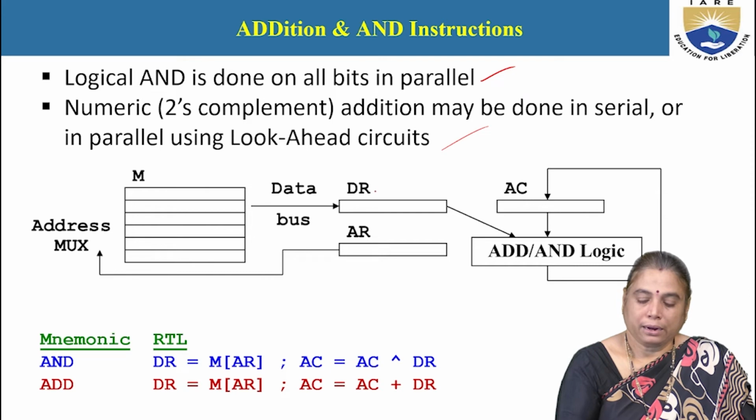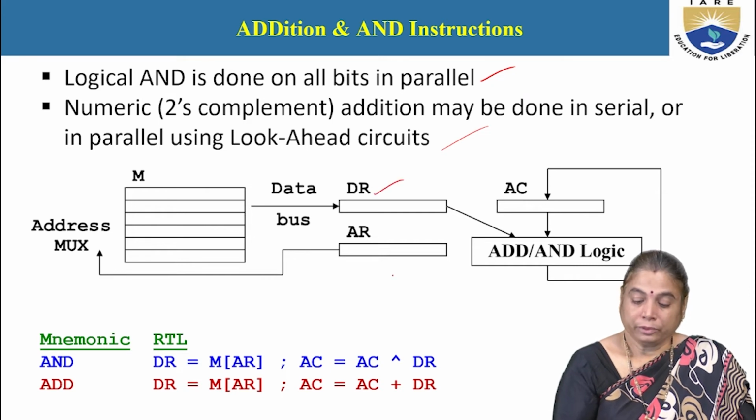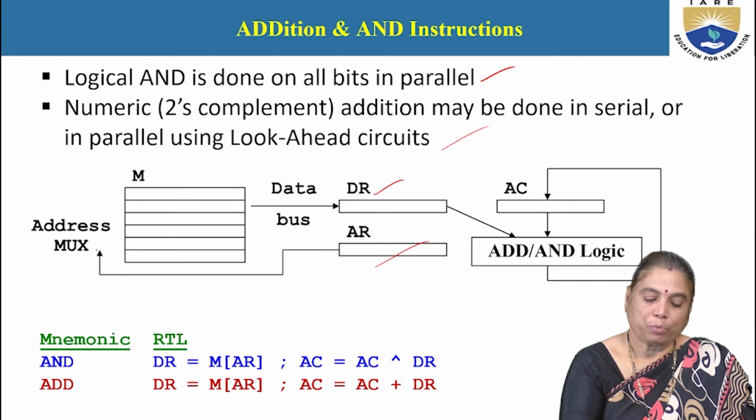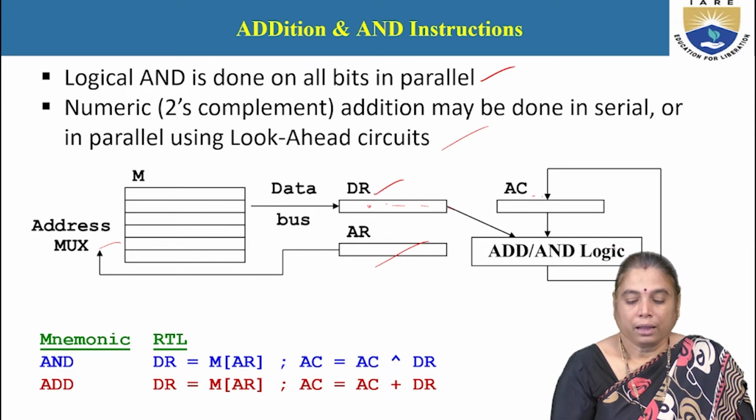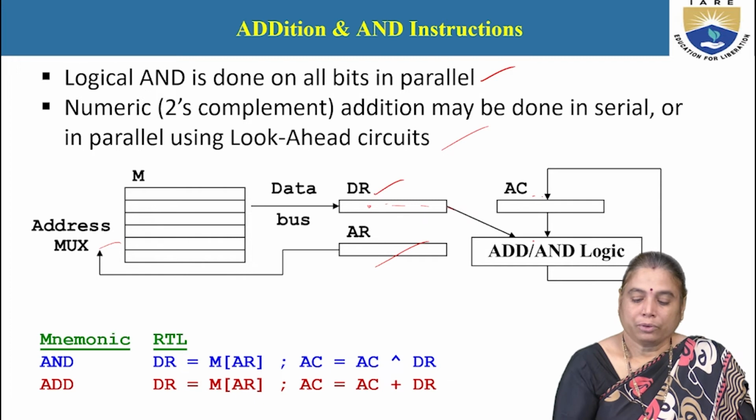So this is the data register and this is the AR register. The AR register is used to point to a location in the memory so that the operand can be accessed from the memory and stored in the DR register. With the DR register value and the AC value, the AND or add logic can be applied. So the DR register holds one operand and the AC holds the second operand.